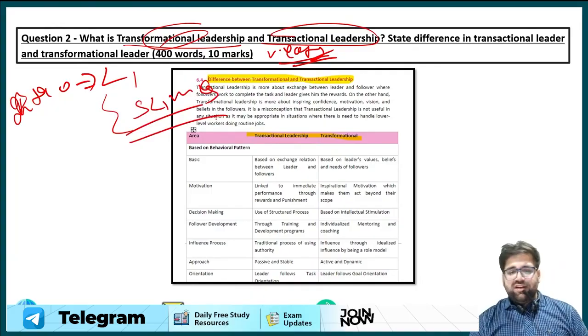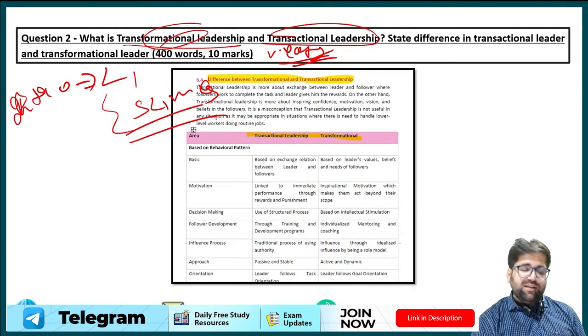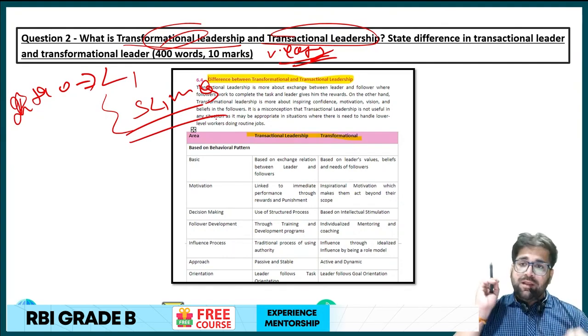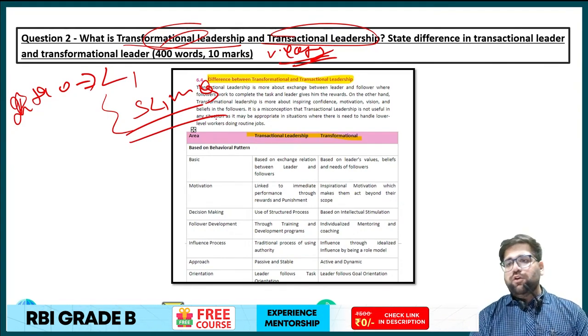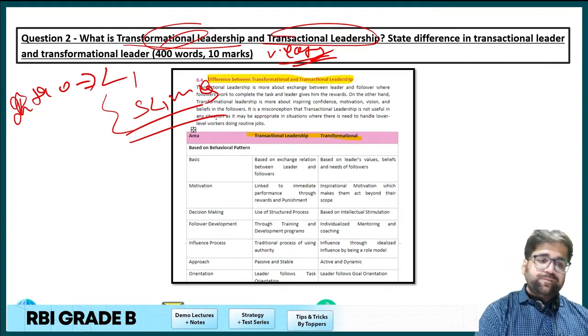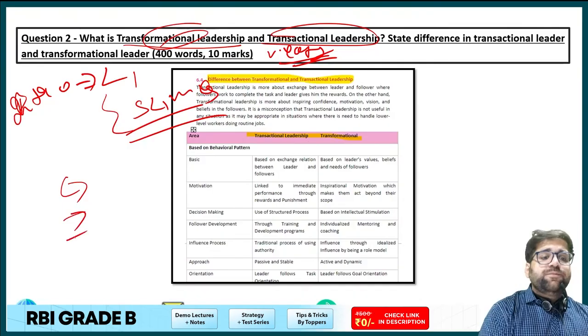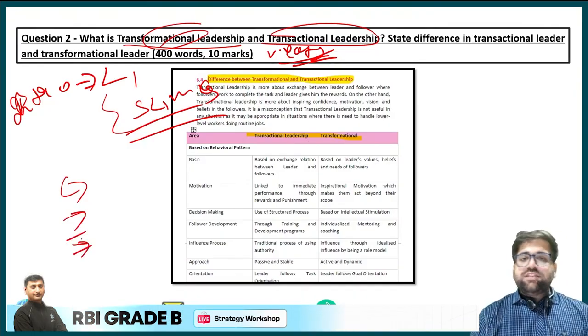I know that the interface to write on that particular day is different. It's totally tough, I totally understand. But believe me, run after concepts and you will not face much difference. Then tell how these two types of leadership differ.